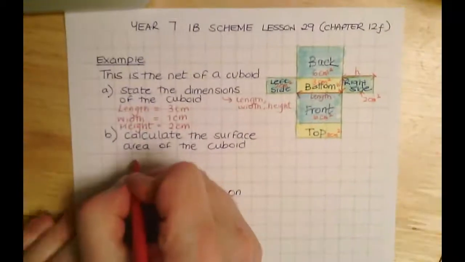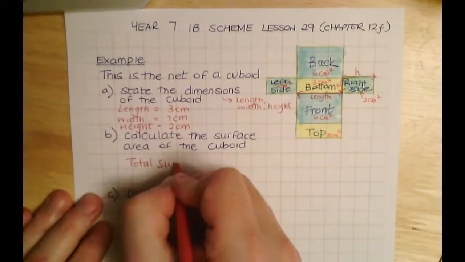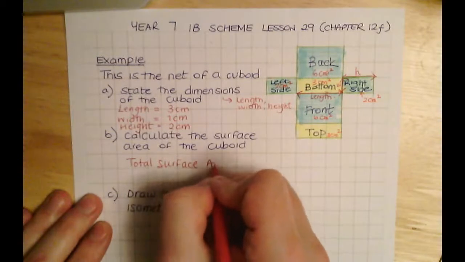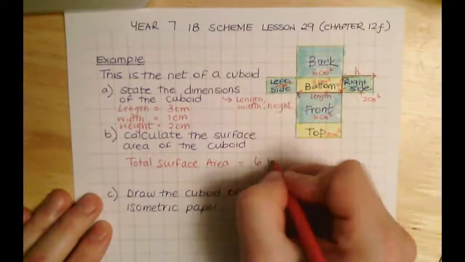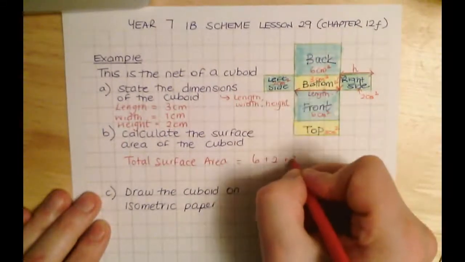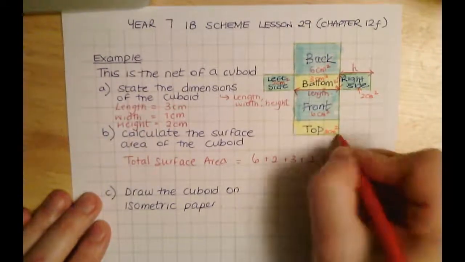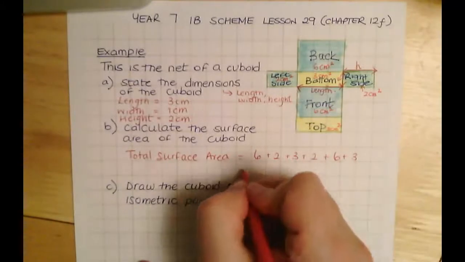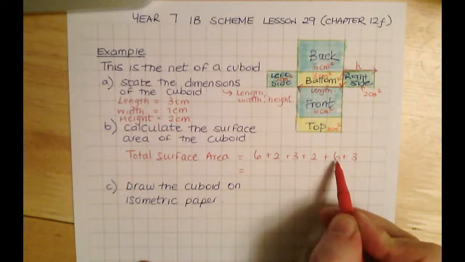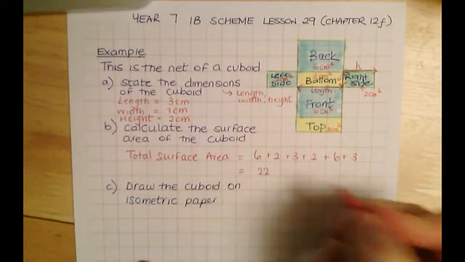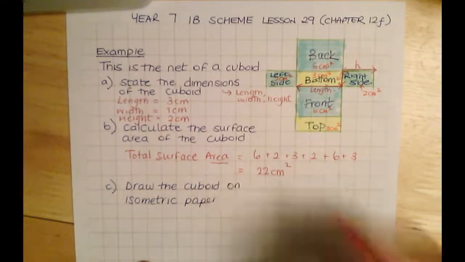So the total surface area is equal to 6 plus 2 plus 3 plus 2 plus 6 plus 3, and that gives me 8, 11, 13, 19, 22. Now remember, it's an area, so therefore it's going to be centimetres squared.